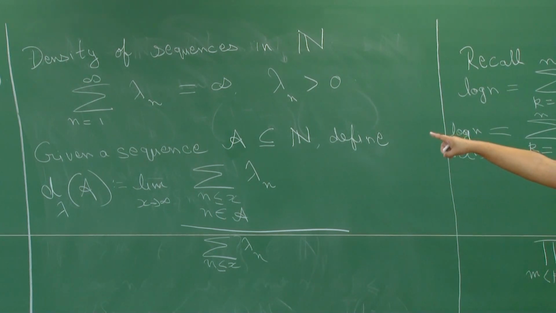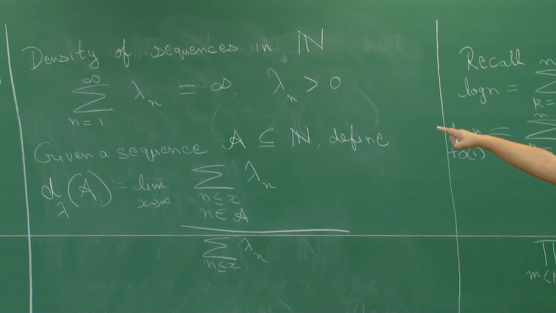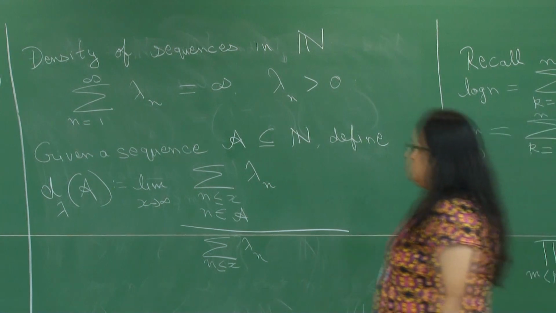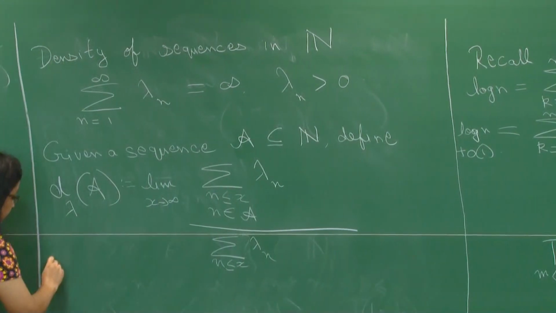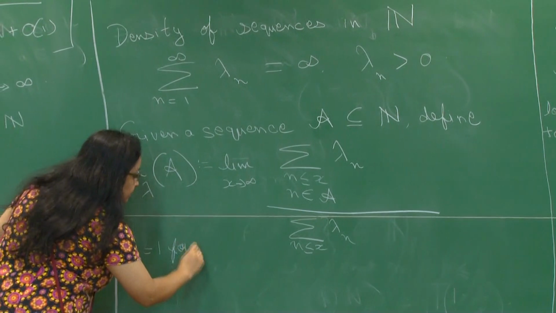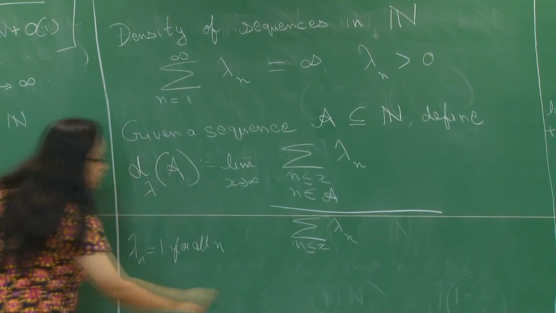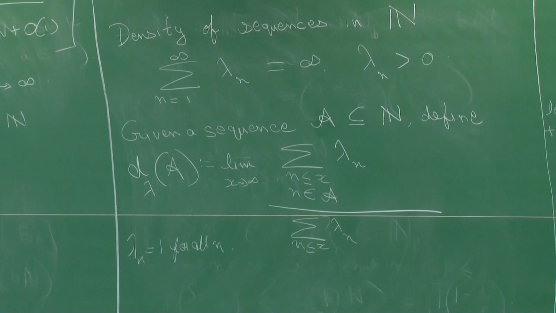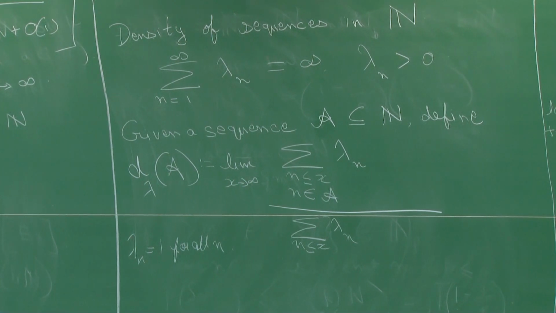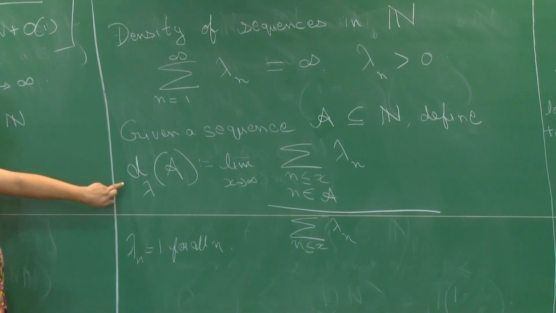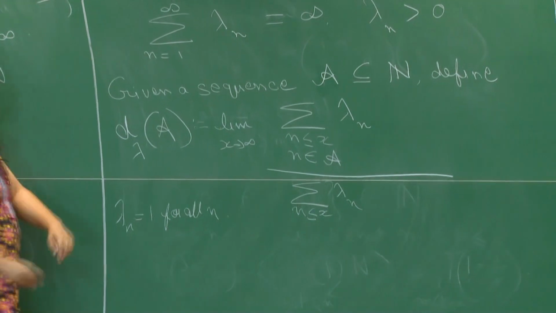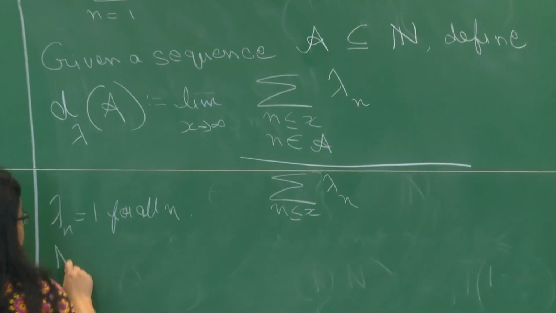Now, of course, the most immediate example that comes to mind is lambda sub n equal to 1. So, when you take lambda sub n equal to 1 for all n, that gives you what is called the natural density. So, the definition of natural density is the restriction of this to the sum where each weight lambda sub n is 1.